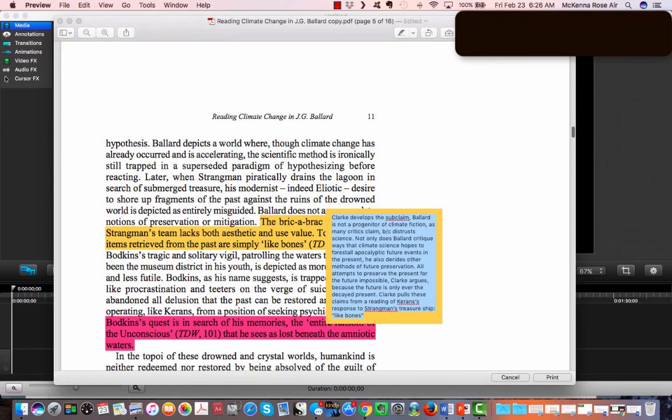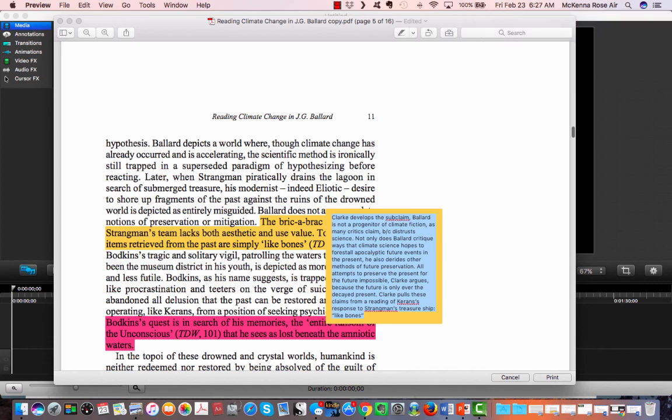Not only does Ballard critique the ways that climate change hopes to forestall the apocalyptic future events in the present, he also derides other methods of future preservation. All the attempts to preserve the present for the future are impossible, Clark argues, because the future is only ever the decayed present. And you can see this is a pretty successful close reading, that he pulls all of these claims from a reading of Karen's response to Strangman's treasure ship.